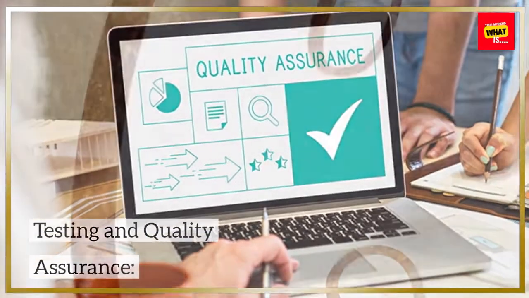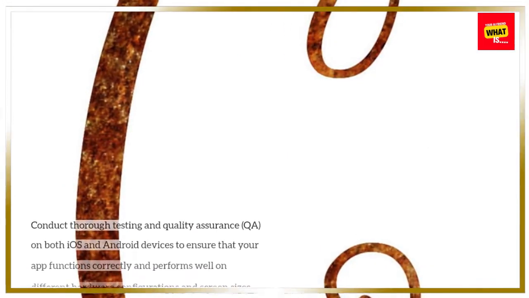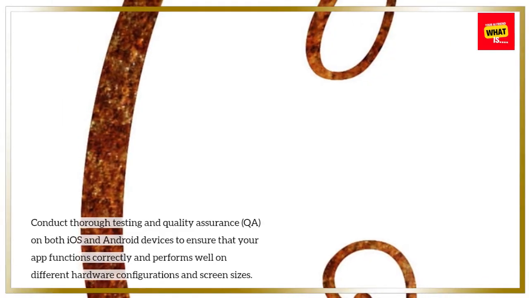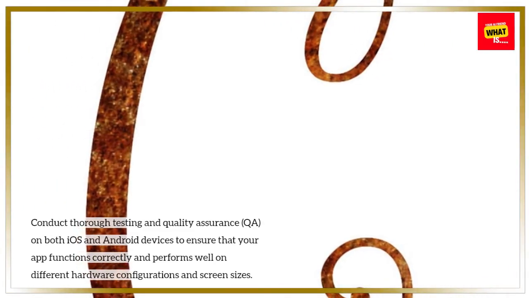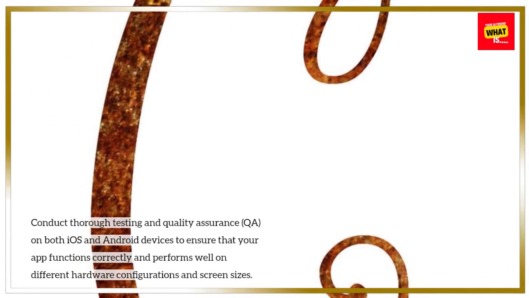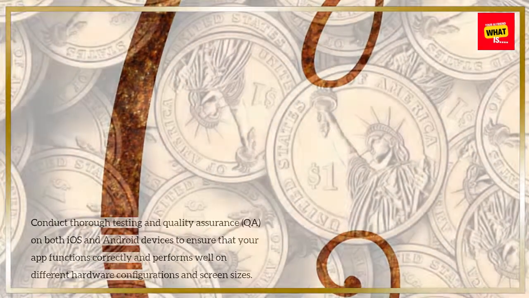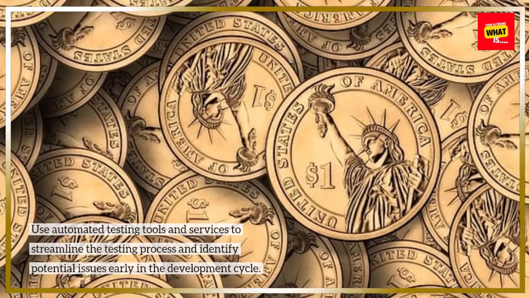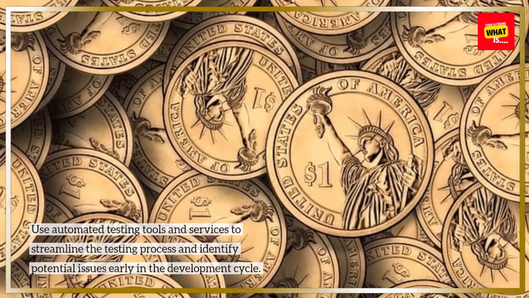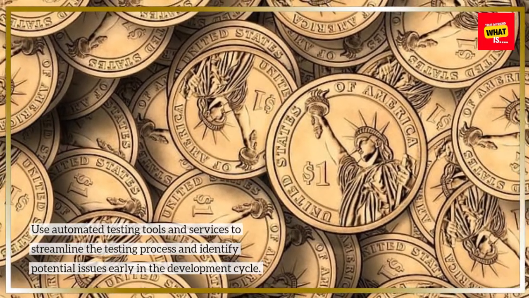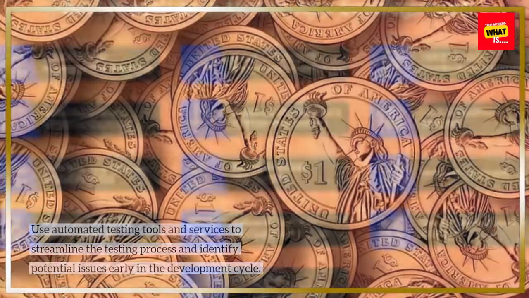Testing and quality assurance. Conduct thorough testing and quality assurance (QA) on both iOS and Android devices to ensure that your app functions correctly and performs well on different hardware configurations and screen sizes. Use automated testing tools and services to streamline the testing process and identify potential issues early in the development cycle.